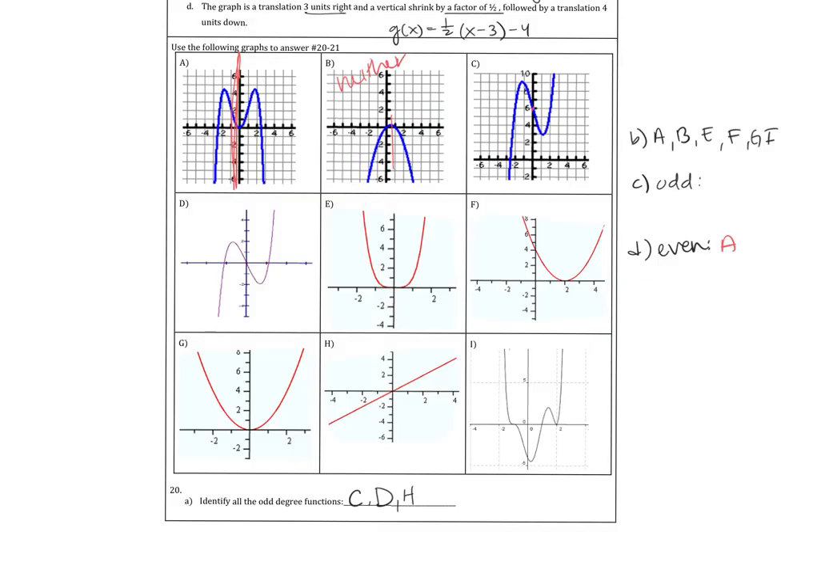C, neither. Actually, no, it's about the origin. So C is neither. Sorry, I don't know why I wrote it in odd. C is neither. D is odd. E is even. F is neither. G is even. H is odd. I is neither.